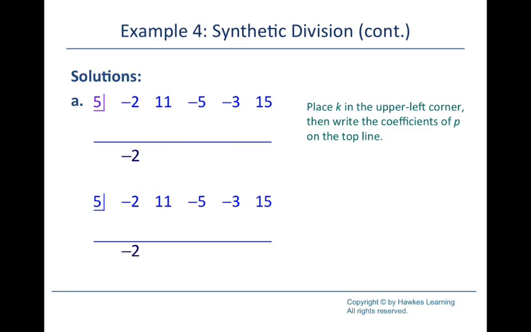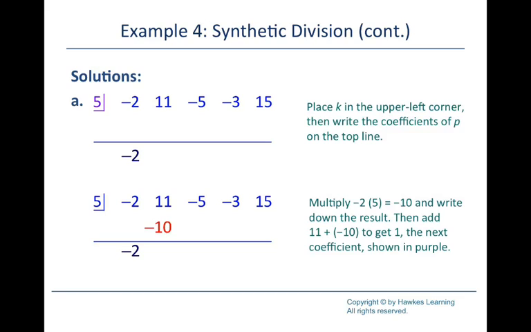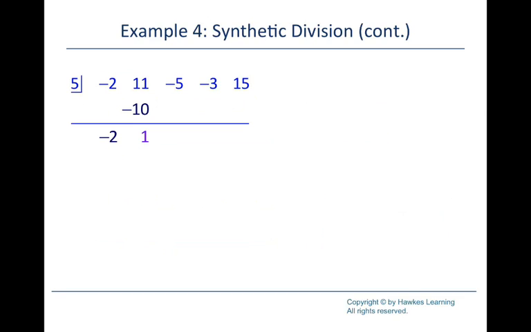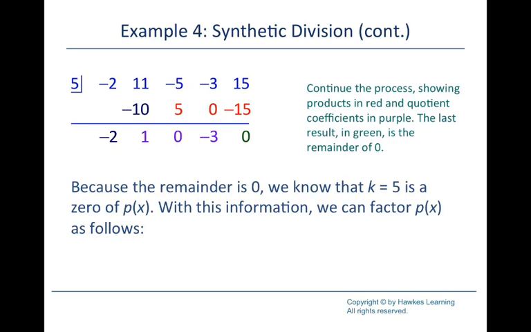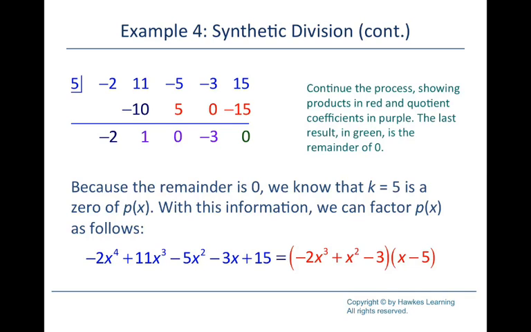So they're going to show you that they did the same thing. We get a 0. 0 times 5 is 0. Add, multiply, add again. Okay, and then the depressed equation would be the -2x cubed plus x squared minus 3, which we just talked about.